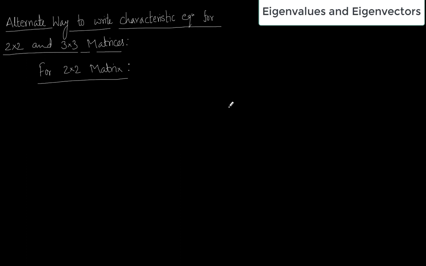So now we will see some alternate ways to write the characteristic equation for 2 by 2 and 3 by 3 matrix. For a 2 by 2 matrix, because we know that we will have 2 eigenvalues, our characteristic equation will be a quadratic equation. So how to write down that characteristic equation for a 2 by 2 matrix? So you will have lambda square, trace of the matrix A lambda, and the determinant of A equal to 0.